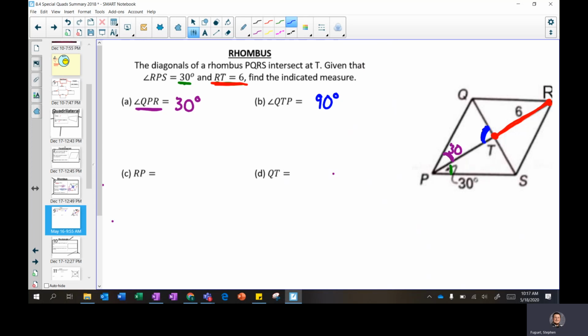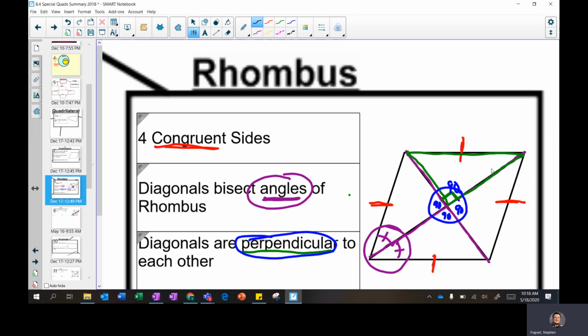RP, as I almost incorrectly stated a minute ago, is the entire length of this diagonal, the entire length. Now, here's the tricky part. There's not a property that talks about the lengths of these diagonals. So we're kind of stuck here until we recognize that a rhombus is a specific parallelogram, which means all of the properties of parallelograms are also going to be true.